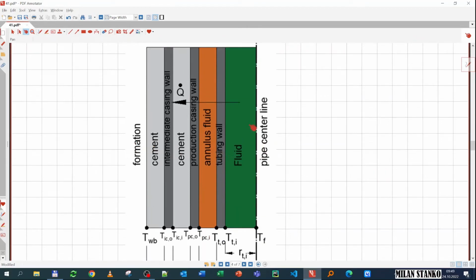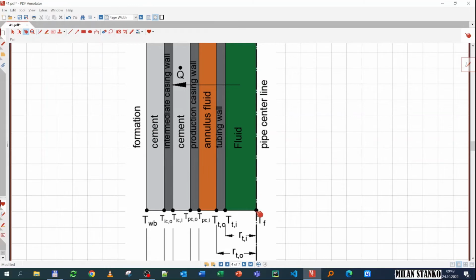We have fluid flowing through the tubing. We have some temperature of the bulk of the fluid, and then we have some temperature at the wall. Then we will have some heat transfer. If this is hotter than the inner temperature of the tubing, we have heat transfer outwards, so the fluid is losing heat. And what happens here is we have forced convection.